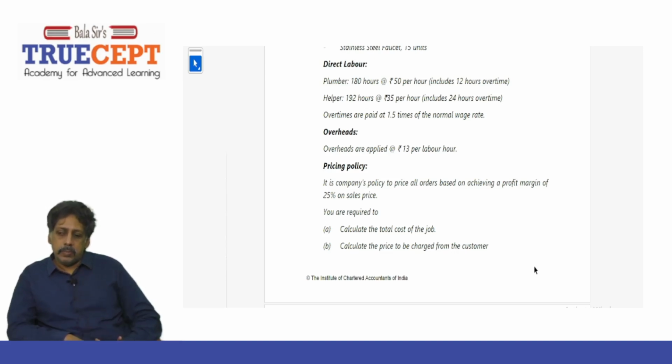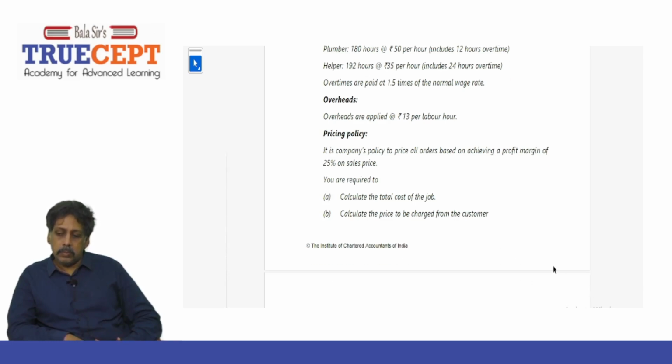Next, pricing policy. It is the company's policy to price all orders based on achieving a profit margin of 25% on sale price. See how greedy you are. You want to make a 25% profit on selling price. 1/4 on selling price is 1/3 on cost. Next, you are required to: A, calculate the total cost of the job, and B, calculate the price to be charged to the customer. That is all. Is that fine?